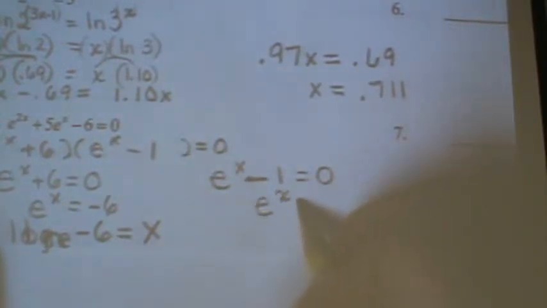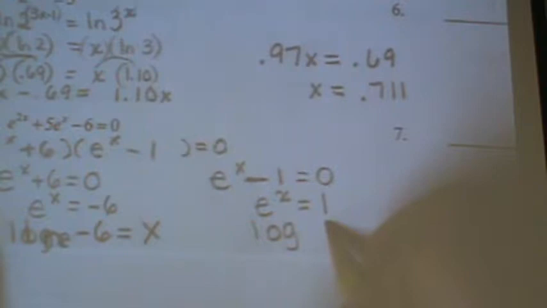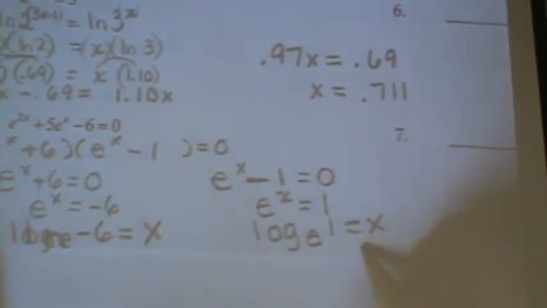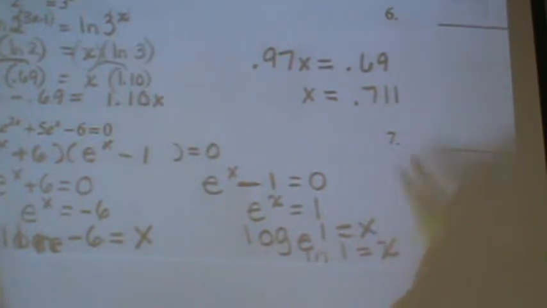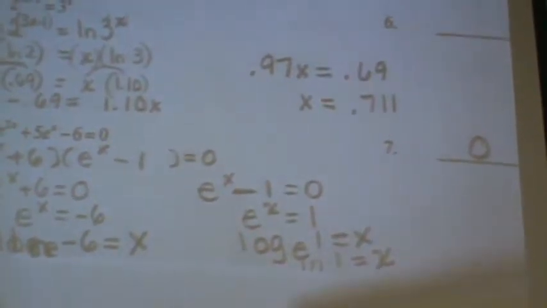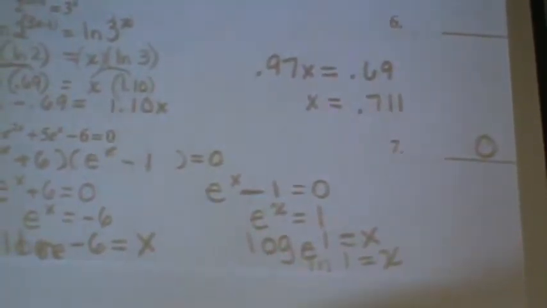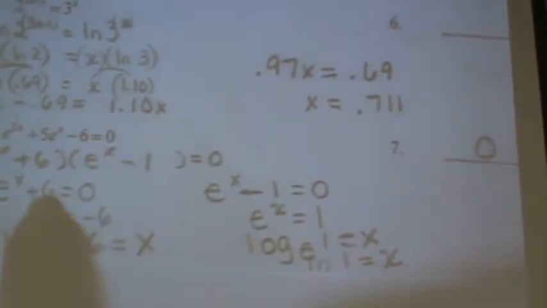This side: e to the x equals 1. Log of 1 base e, and you get 0. ln of 1 equals x. Type that in and you get 0. Do you still have to write the no solution? No, this side's no solution, but that's 0. Okay.